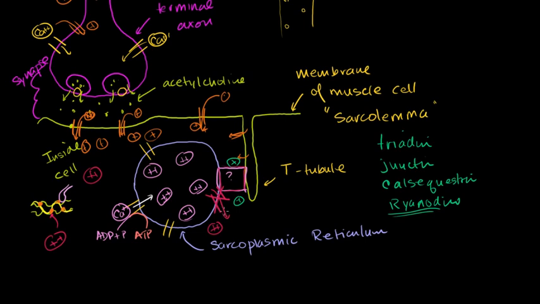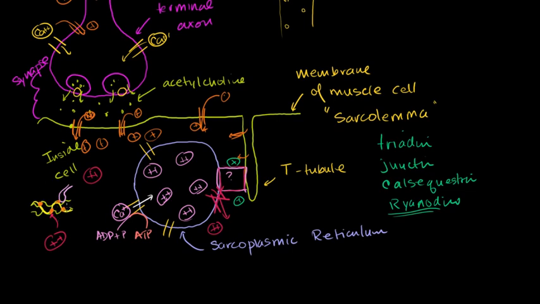So now we have the big picture. We know how a motor neuron can stimulate a contraction of a cell by allowing the sarcoplasmic reticulum to dump, or to allow, calcium ions to travel across this membrane into the cytoplasm of the cell.